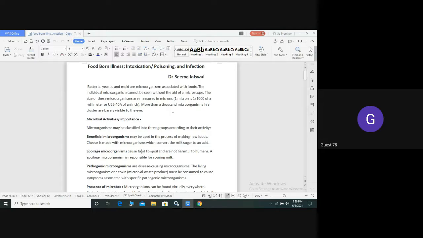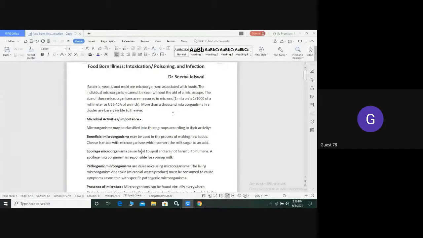Bacteria, yeast, and mold are microorganisms associated with food. Individual microorganisms cannot be seen without a microscope. We can't see them because they are very nano in size. One micron is equal to 1/1000 of a millimeter, meaning one part of 1000 of a millimeter is called a micron. More than 1000 microorganisms may be in a cluster.